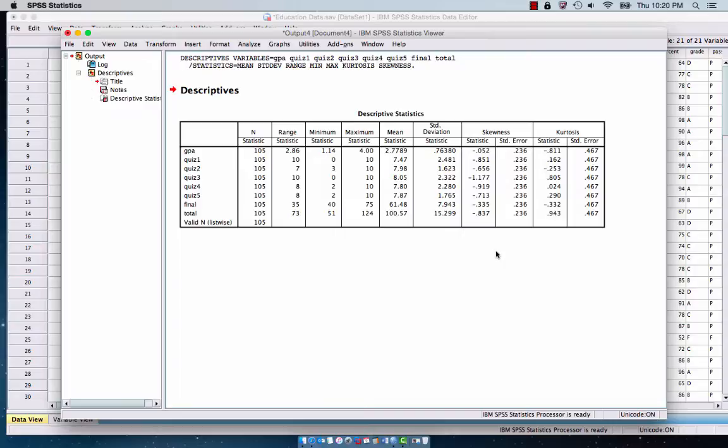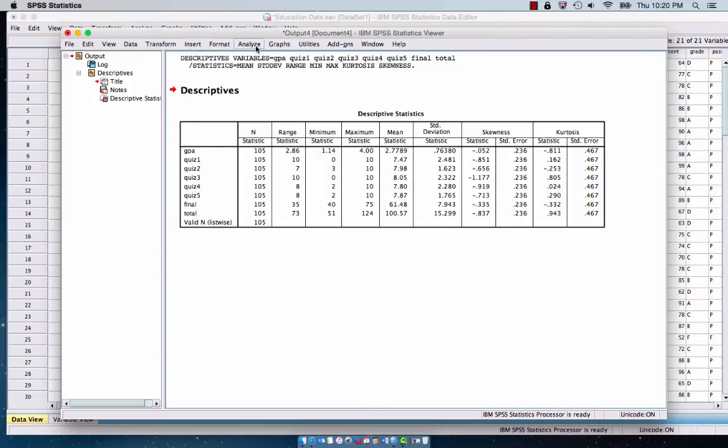One of the ways that you would know if the skewness and kurtosis is significant or not is if you divide the standard error into the statistic. If it exceeds plus or minus 2, then that would say that the skewness value is significant. And likewise for kurtosis, if you divide the standard error into the kurtosis statistic and it exceeds plus or minus 2, then we know we have a significant kurtosis.